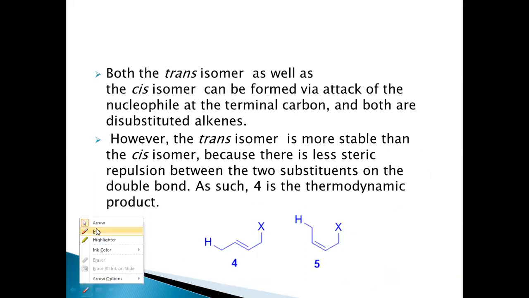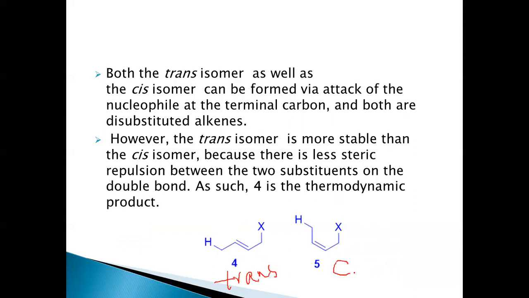And one more thing, when we see this here, the trans isomer as well as the cis isomer are both formed. This is a trans isomer and this is a cis isomer. Both are formed when the nucleophile attack is taking place, and both these disubstituted alkenes are formed. This is cis because the substituents are on the same side, and this is trans here. Thermodynamically, the trans is formed in more amounts because it is more stable because of the less steric hindrance. So there is less steric repulsion between the two substituents.